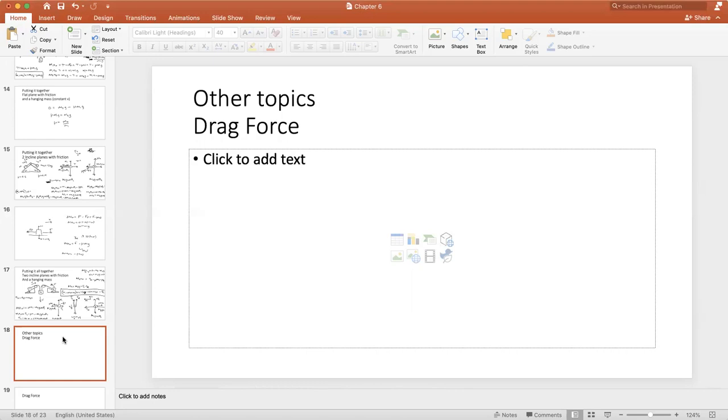We can use it to model almost anything, because everything can be represented as a point particle at its center of mass, and then you just figure out what the forces are acting on it to get the acceleration and to figure out what the motion is.